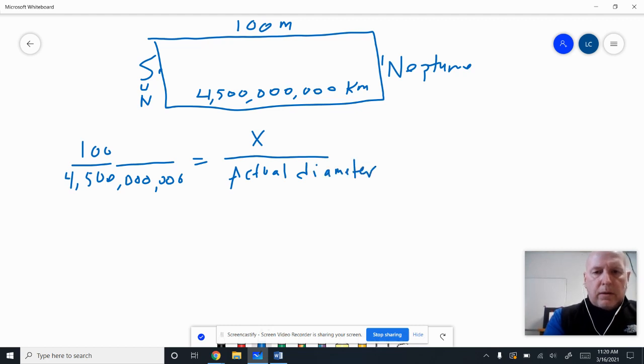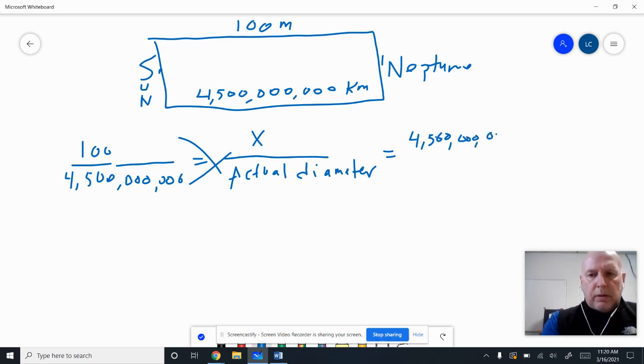All right. So when we set up an equality like this, there's an easy way to do this. You just simply cross multiply because one side is equal to the other. So when we cross multiply this, we get 4,500,000,000 kilometers times x equals 100 times our actual.